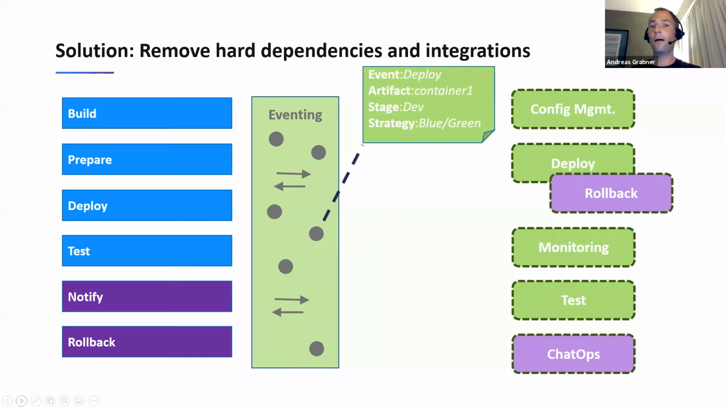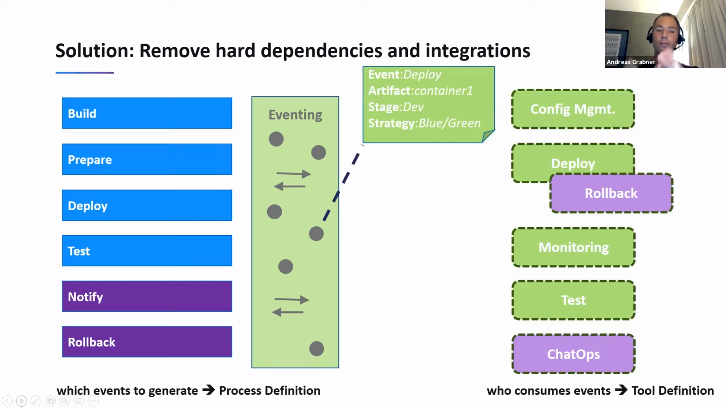For instance, I have a new artifact. I can send an event and say, I have container number 1. I need to do a blue-green deployment in dev. Who can do it? And then the tool can say, I can do this. It does it, and then sends back the result once it's done, and then the workflow engine can continue its process. Rather simple, actually. The most important thing, though, is the separation between process definition and tool definition.